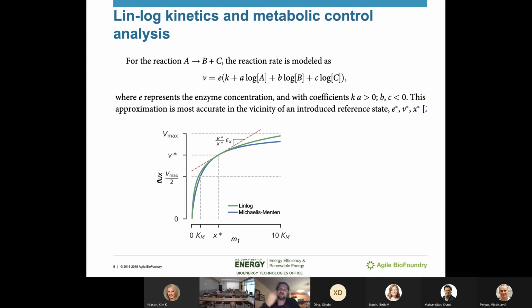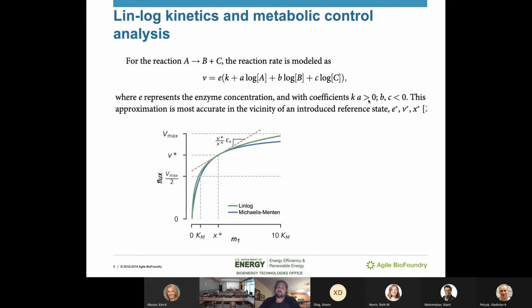Let's assume we have some reaction A goes to B plus C. Then we can model the reaction rate, where V is the flux, the reaction rate, as equal to the enzyme concentration times a constant plus some parameter a, which we don't know, times the log concentration of A, plus b, some other parameter, times the log concentration of B, plus c, a third parameter, times the log concentration of C. Now, because B and C are products of this reaction, we can at least say that b and c are probably less than 0, and we can say that a is greater than 0.